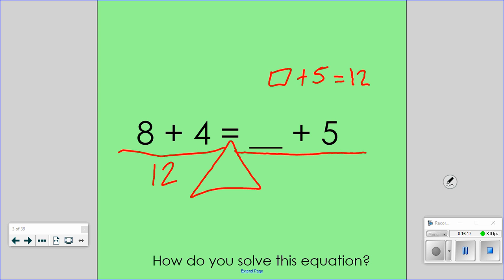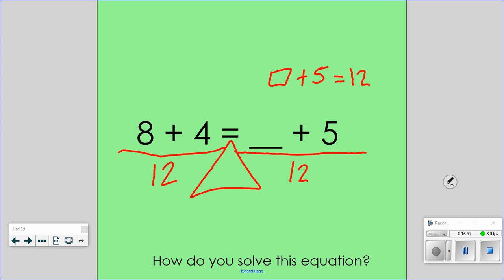So why is it box plus 5 equals 12? Devin? So why did I come up with box plus 5 equals 12? Where did that 12 come from? Yeah, it came from what the other side was worth. I know that this side has to also be 12 in order for them to have the same value. So 5 plus something is not equal to 8 plus 4. I need something to go in that box.